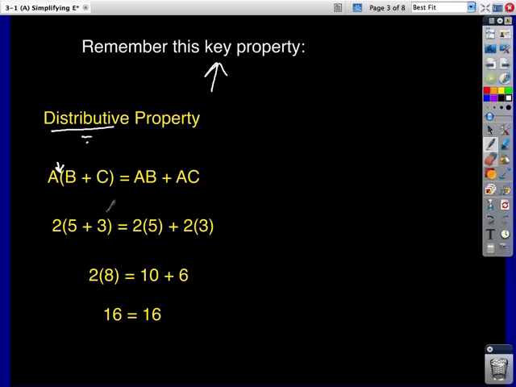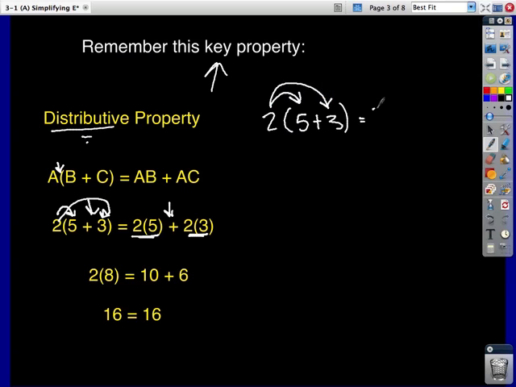So what we would normally do, if we had this over here, 2 times 5 plus 3, is we'd normally go, okay, 5 plus 3 is 8, and 2 times 8 is 16, right? That's what we would normally do. But the distributive property says we can break that PEMDAS rule just for a minute, just with the parentheses, and we can say, okay, this is equal to 2 times 5, which is right here, plus 2 times 3, right here. In other words, we're going to distribute the 2 to both numbers inside the parentheses.